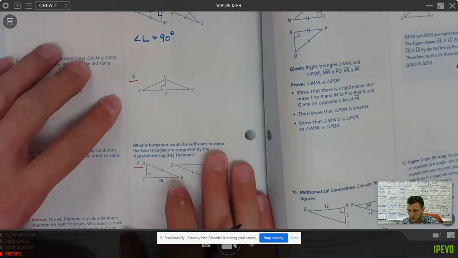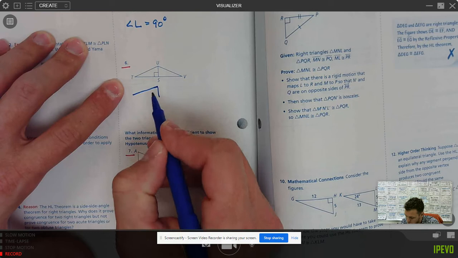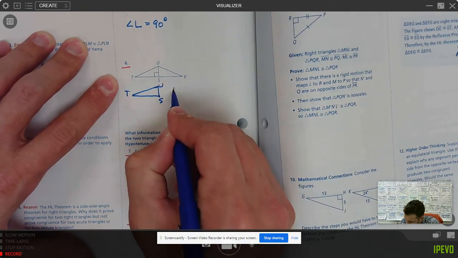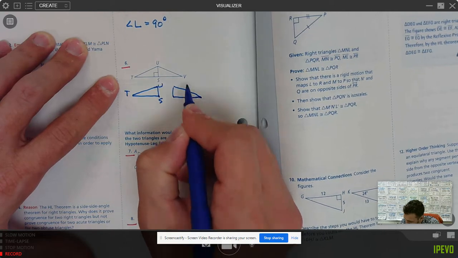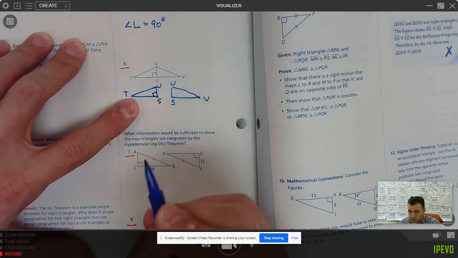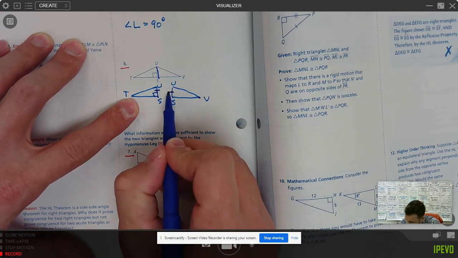All right, for 6, one thing, I want to go ahead and peel these apart real quick just to get a better idea of what these triangles look like and what information we know. All right, so currently we know this is 90 degrees. Because they share this side, we know those are congruent, right? So what else do we need to know, all right?